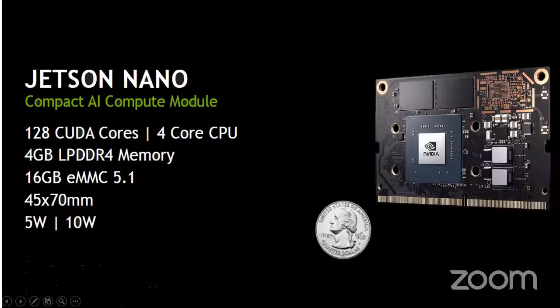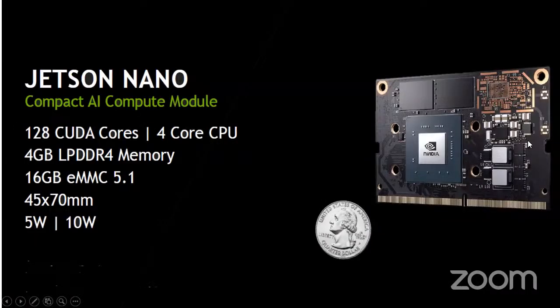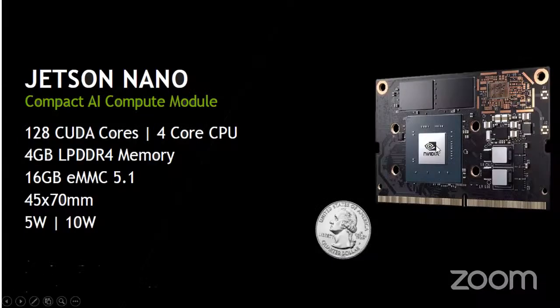That is the Jetson Nano compact AI computing module. This is the board I was talking about, which is the same as the Jetson Nano that we can see here, but this is just the PCB instead of the whole board.